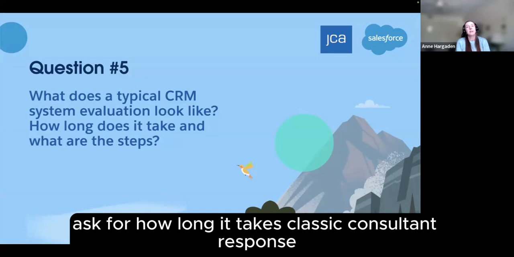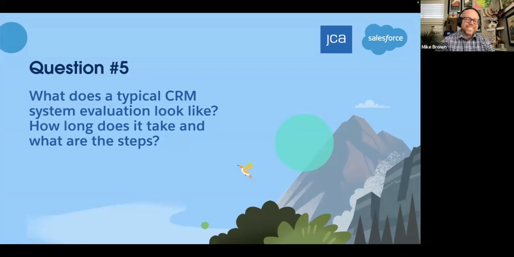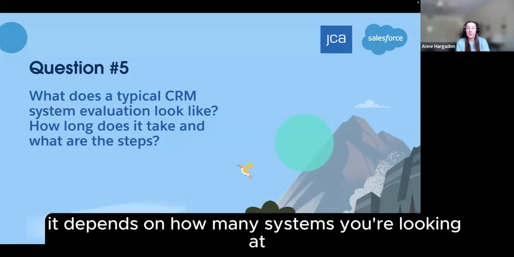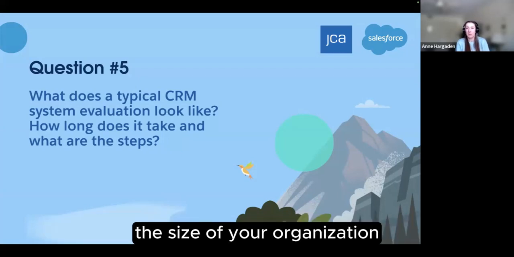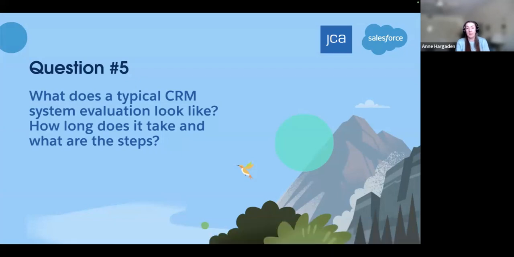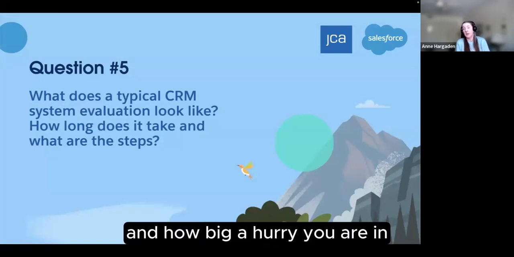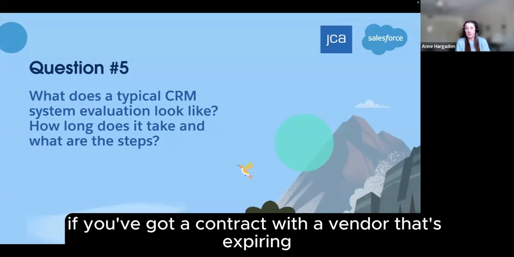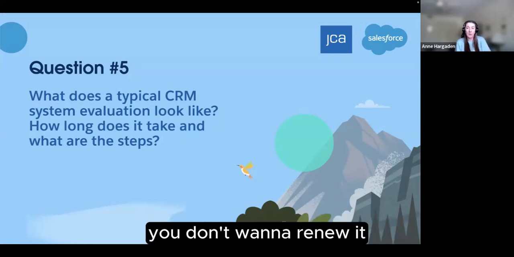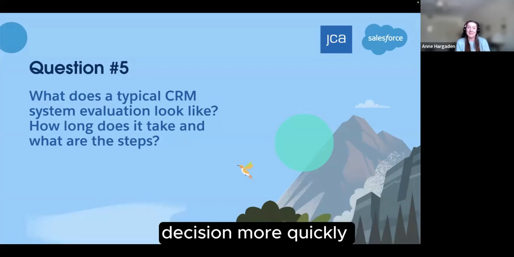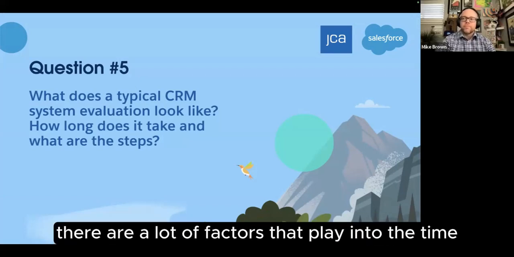As for how long it takes, classic consultant response, it depends. We would usually estimate 3 to 6 months. It depends on how many systems you're looking at, the size of your organization, how many people are involved in this process, the number of vendors that respond to the RFP, and how big a hurry you are in. If you've got a contract with a vendor that's expiring and you don't want to renew it, you and your organization may be highly motivated to make a decision more quickly. So there are a lot of factors that play into the time.